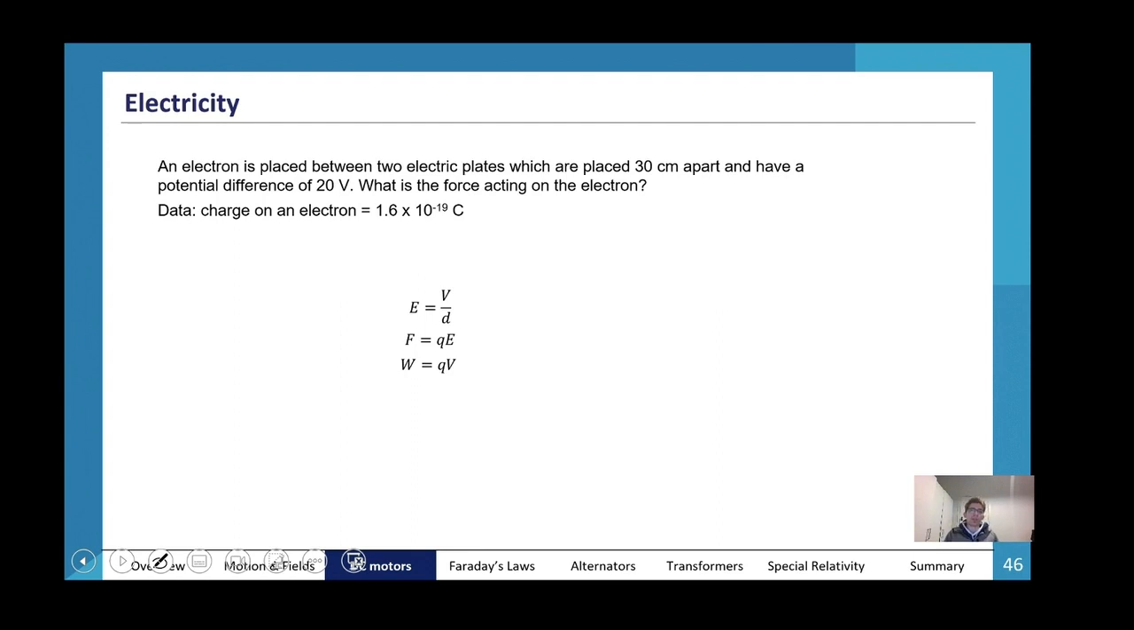So let's have a go at this question here. An electron is placed between two electric plates, which are placed 30 centimeters apart and have a potential difference of 20 volts. What is the force acting on the electron?